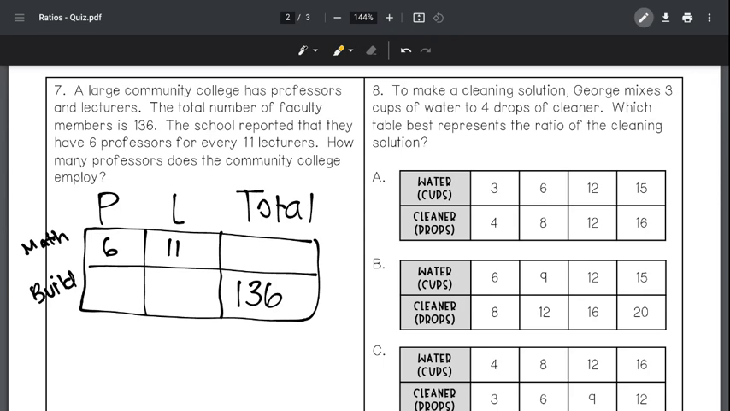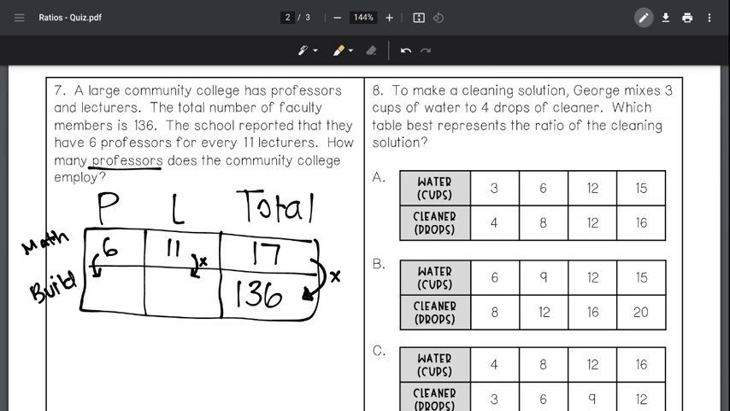Okay, so in the math department, we'll say we have 6 teachers plus 11 more different teachers, and we got 17 teachers in the math department. Okay, so now we have to figure out, how do I go from 17 to 136? Whatever we're multiplying by is the same thing we're going to multiply to figure out how many professors there are in the whole building, the whole community college. And then you would also do the same thing to figure out how many lecturers there are. But the question asks specifically for how many professors there are.